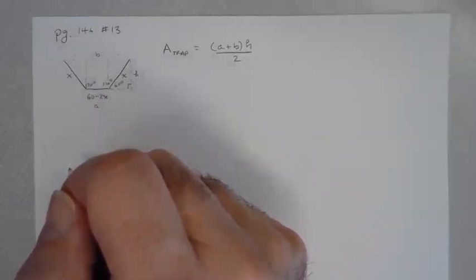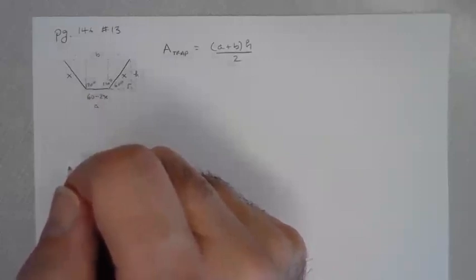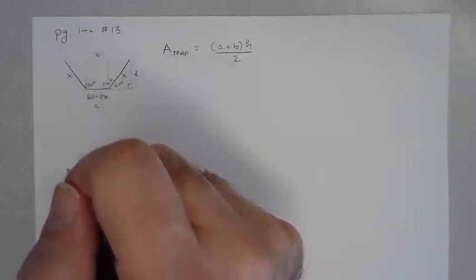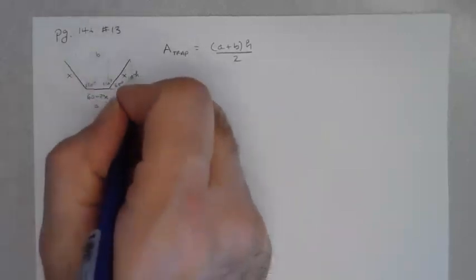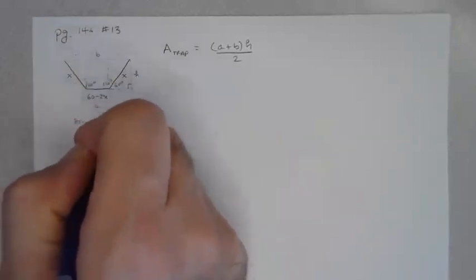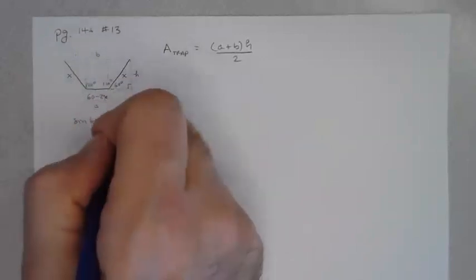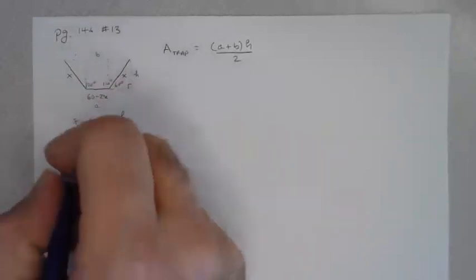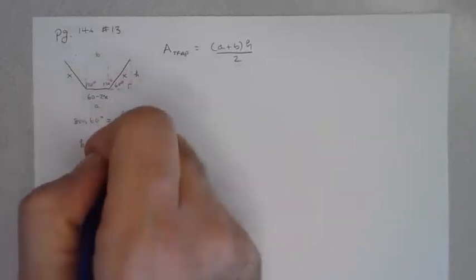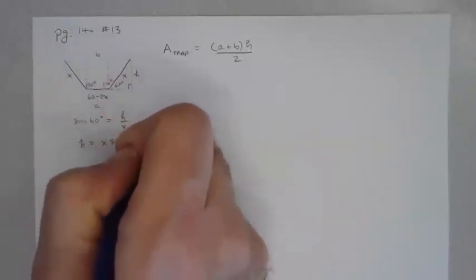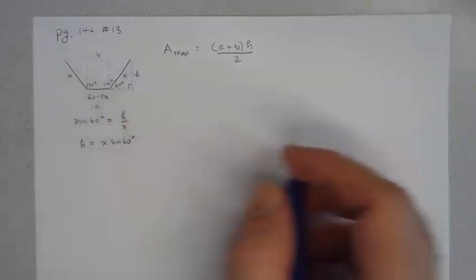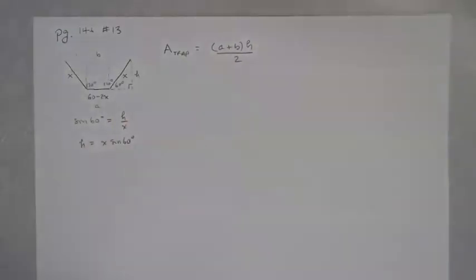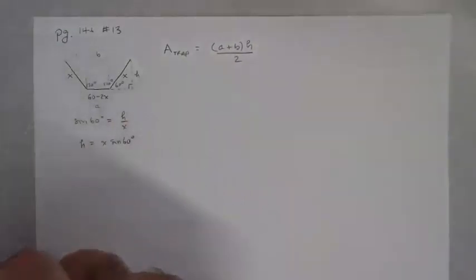All right, any questions so far? No? All right. So what do we have here? We have that, I guess we'll find the height. So it's going to be sine of 60 degrees is equal to H over X. And so H is equal to X times sine of 60 degrees. Now you might be wondering, why am I using degrees and not radians? Well, because I actually have it. So I'm just going to be calculating it. All right. It's not like it's a variable and I need to be working in radians so I can take the derivative.